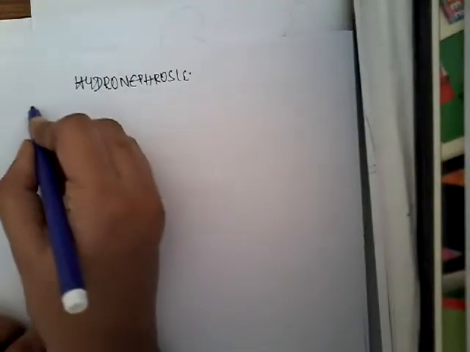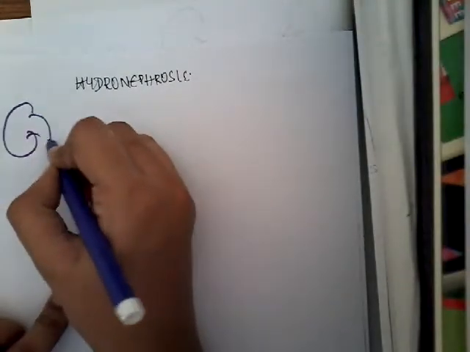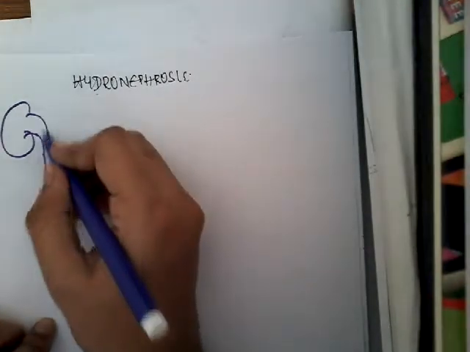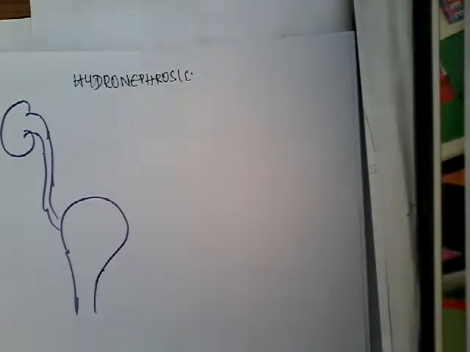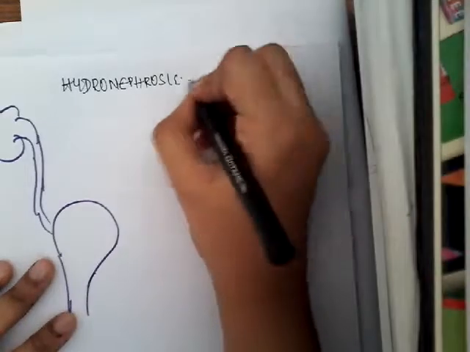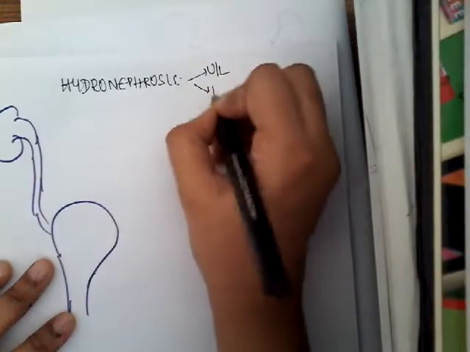Hydronephrosis. What is hydronephrosis? Hydronephrosis tells that there is dilatation of the kidney. Normally, whenever there is obstruction to the urinary tract at any place, at any space, that can cause dilatation of the kidney, causing hydronephrosis. This hydronephrosis can be divided into either unilateral or bilateral. There can be unilateral obstruction to the kidney, or there can be bilateral obstruction to the kidney.